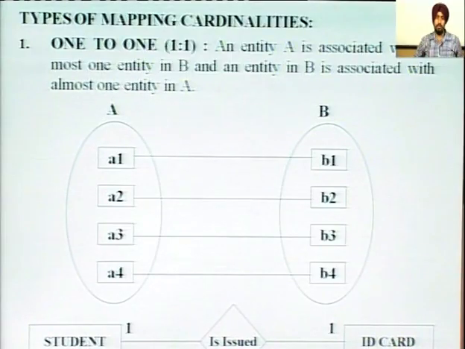For example, there are two entities, one is student and the second entity is ID card. The relationship between these two entities is issued. One student is issued only one ID card and one ID card is issued only to one student. This mapping cardinality is of type 1 to 1 relationship, where one student can have only one ID card.